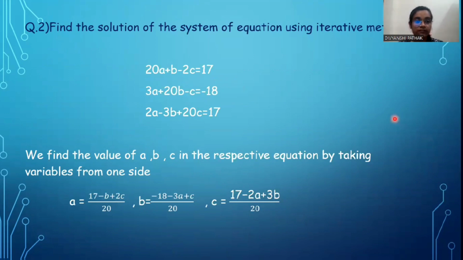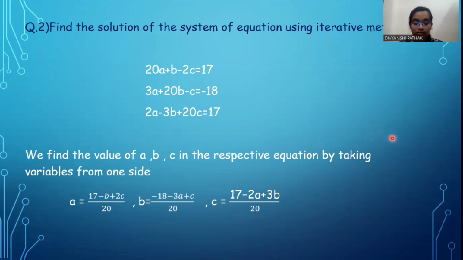Now moving towards the next question. The second question says: find the solution of the system of equations using the iterative method. These are the three equations given: 20a plus b minus 2c equals 17, 3a plus 20b minus c equals minus 18, 2a minus 3b plus 20c equals 17. So we have to find the values of a, b, c respectively.